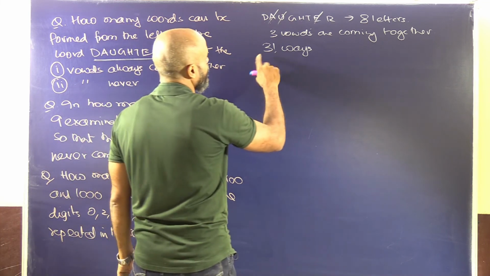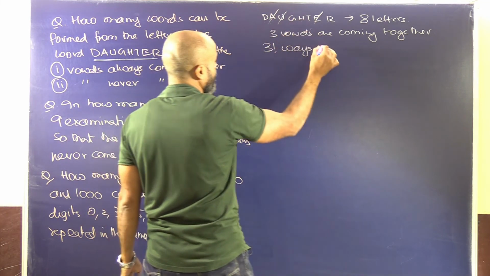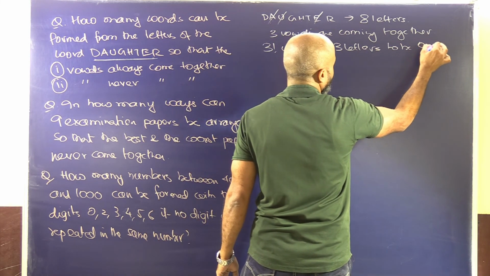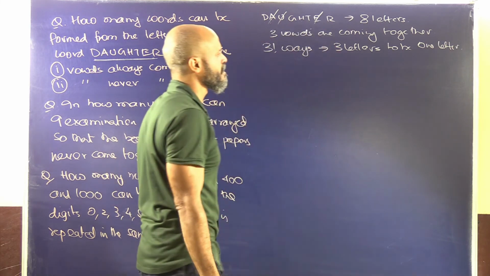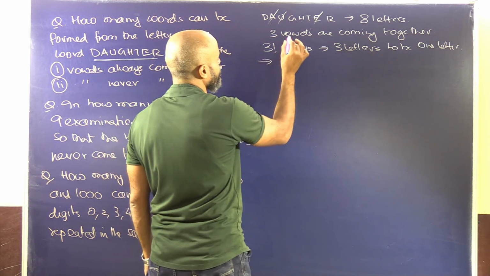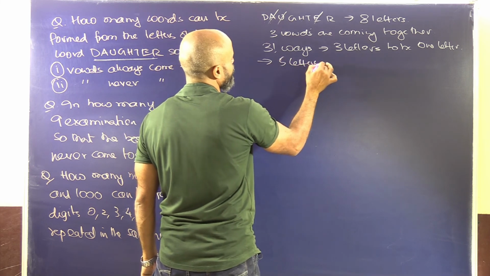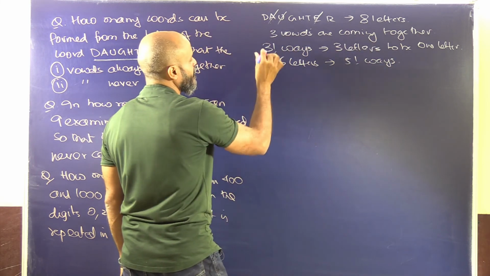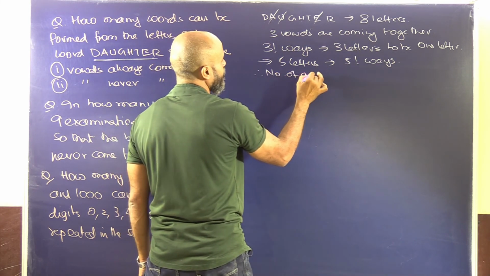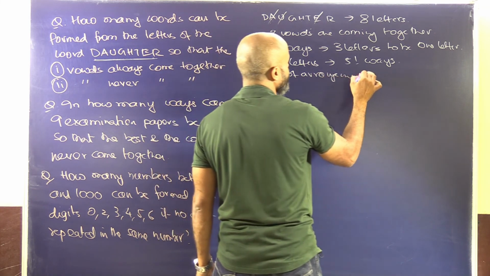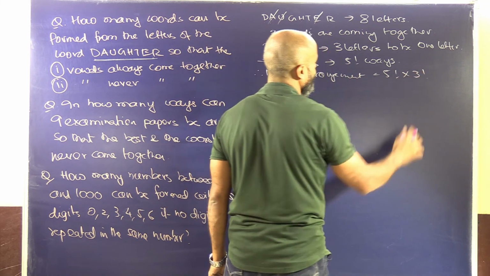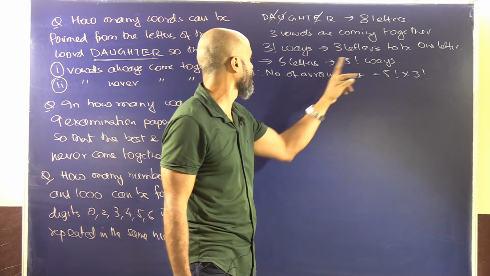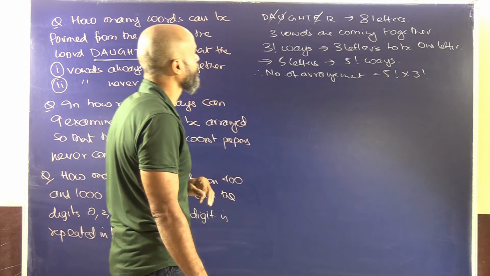And if we take these 3 letters to be one letter, because they are always together, we'll be left with how many letters? 5 letters, and these 5 letters can be arranged in factorial 5 ways. So the number of arrangements will be factorial 5 into factorial 3.